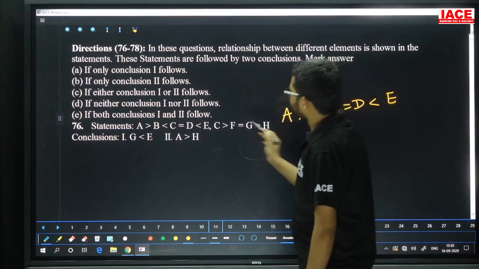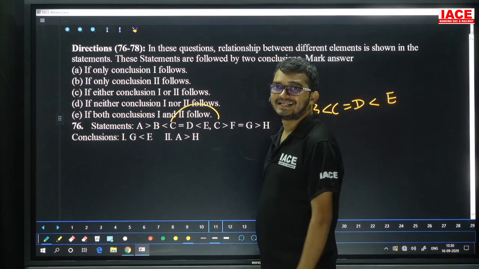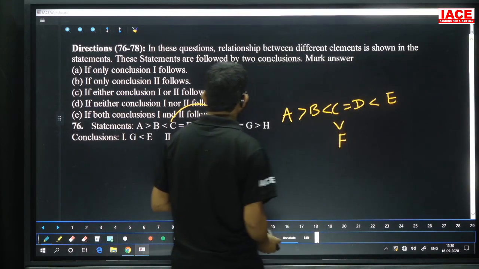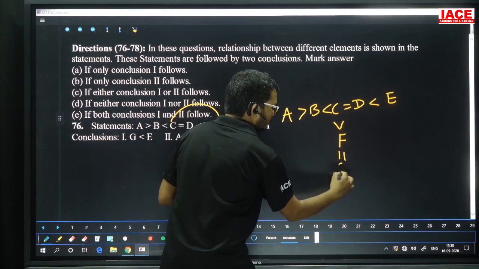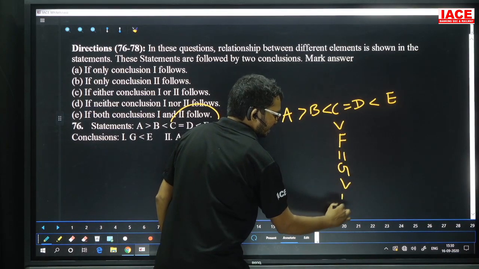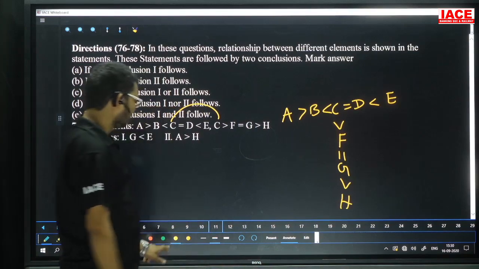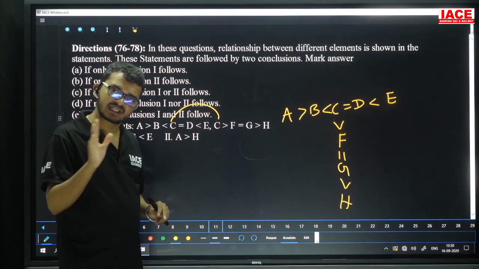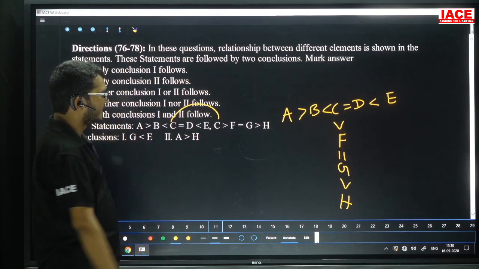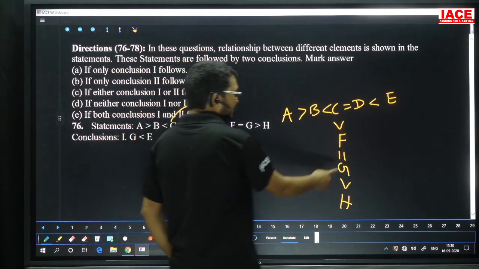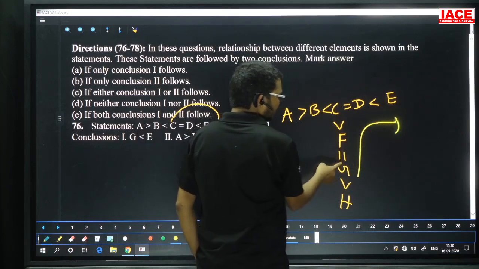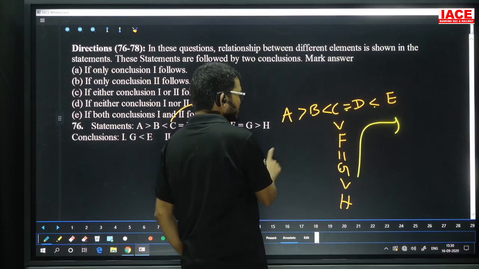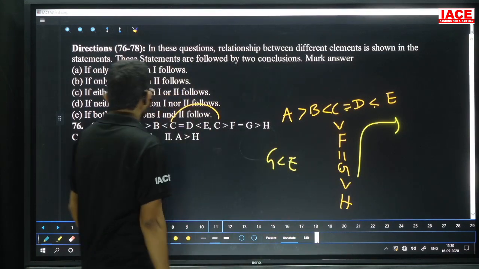Now for the first and second statements, the common element is C. Now C is greater than F, F equal to G, and the next is greater than H. Now take your first conclusion. Friends, try to frame it like this, and whatever relations they ask, we are easily able to conclude. Take the first one, G and E. Between G and E, the relation is found: equal to, less than, equal to, less than. The result is less than. So G less than E. So the first one is correct.